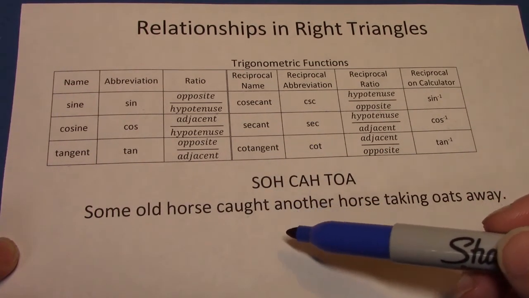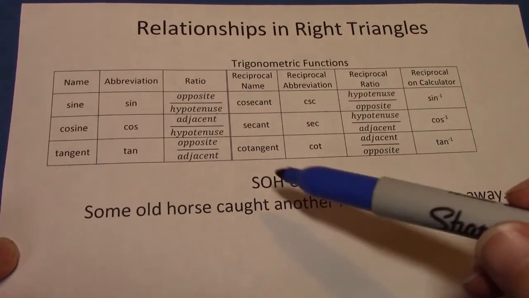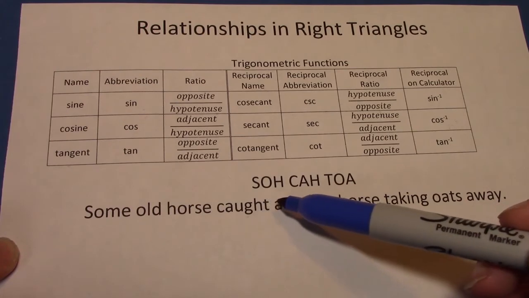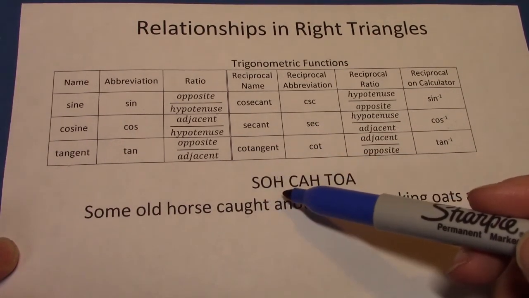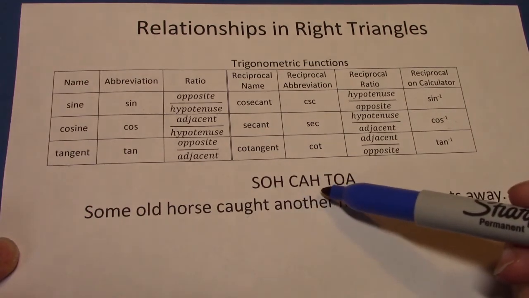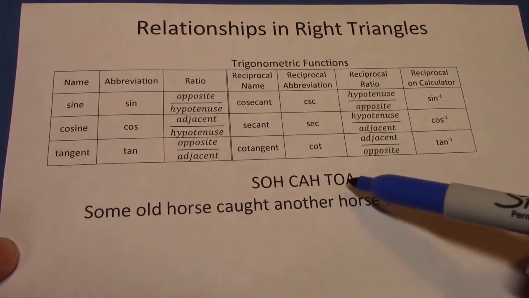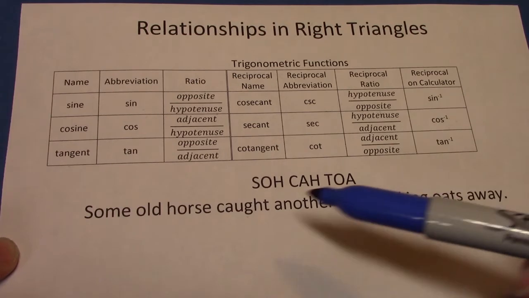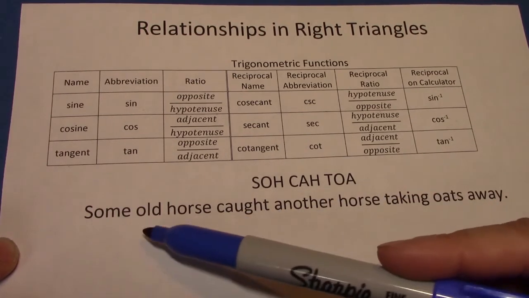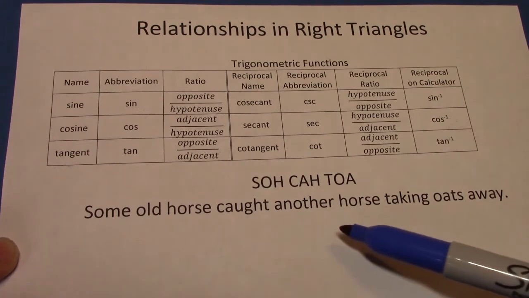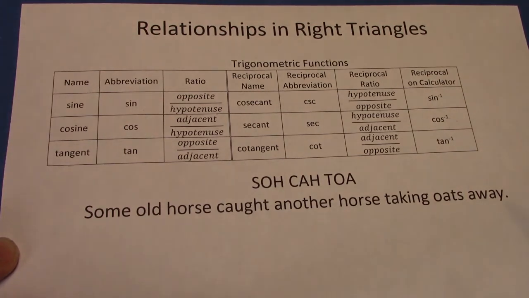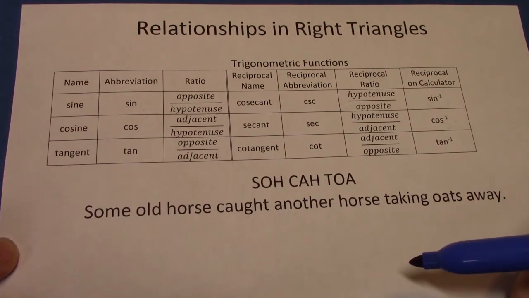Some people use different memory devices to remember which one is which. Some people just remember it as SOHCAHTOA. Sine is opposite over hypotenuse, cosine adjacent over hypotenuse, tangent opposite over adjacent. Or some people use a sentence like this: Some Old Horse, or sine opposite hypotenuse, Caught Another Horse Taking Oats Away. Whatever memory device you use is fine.